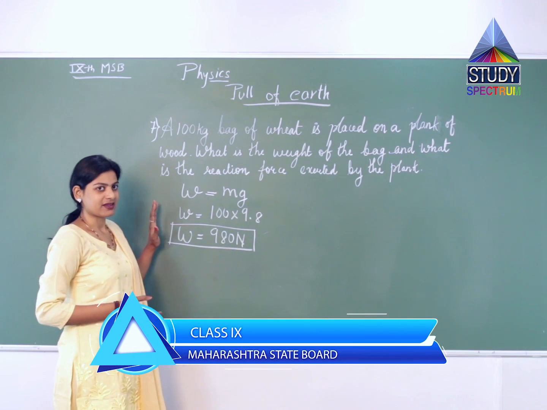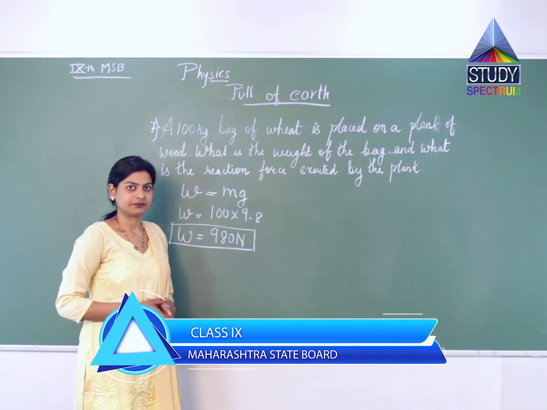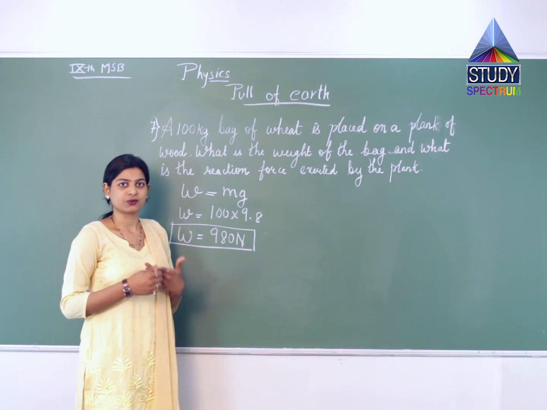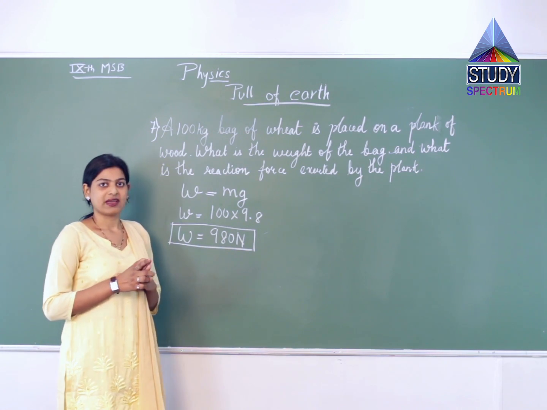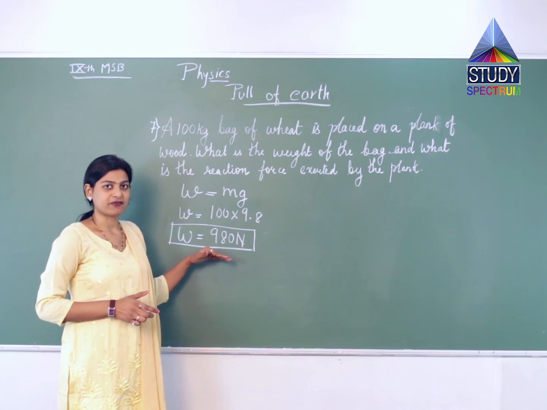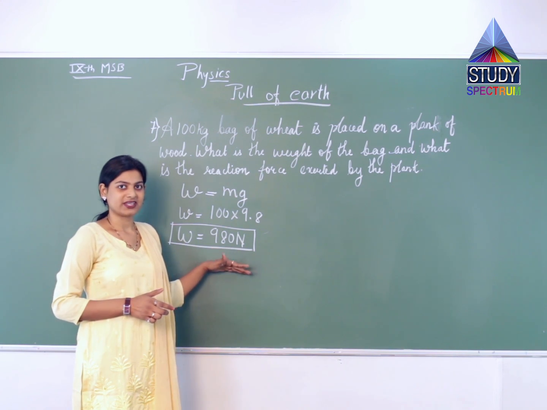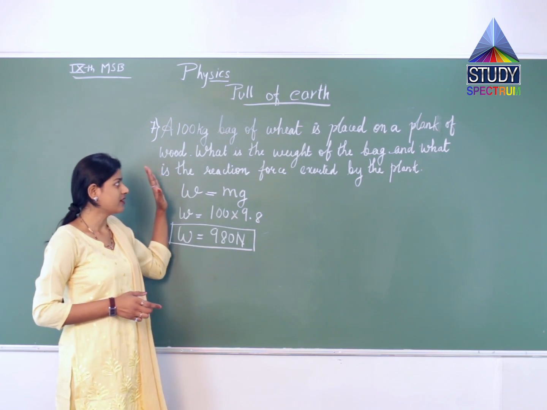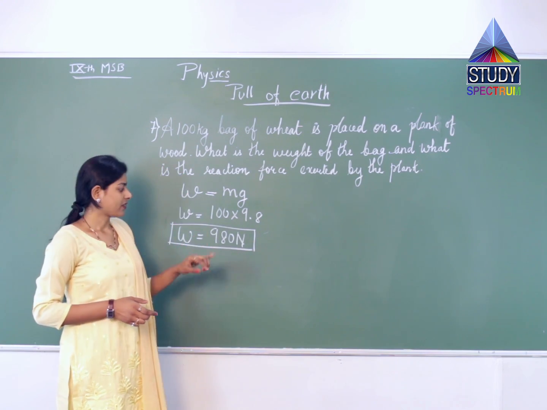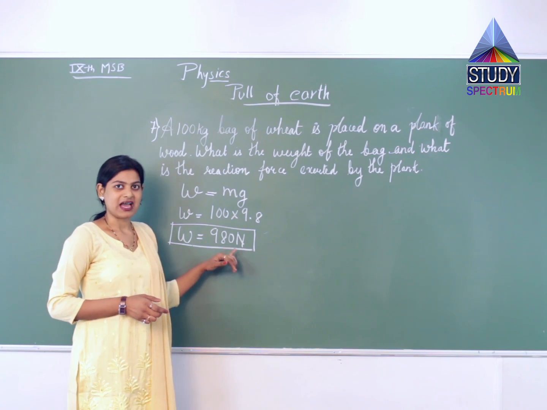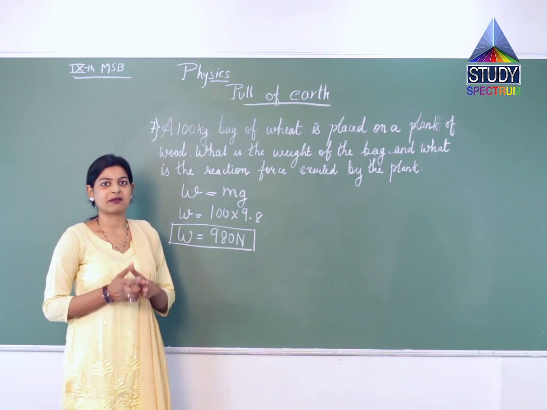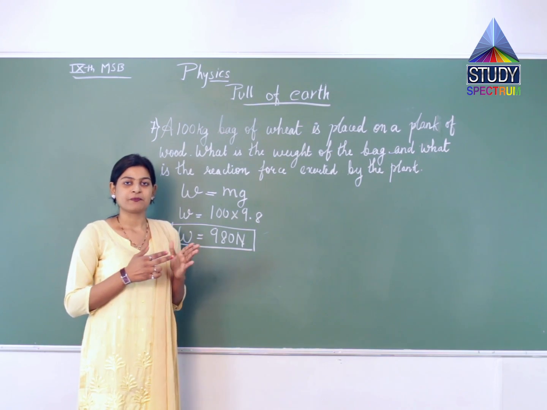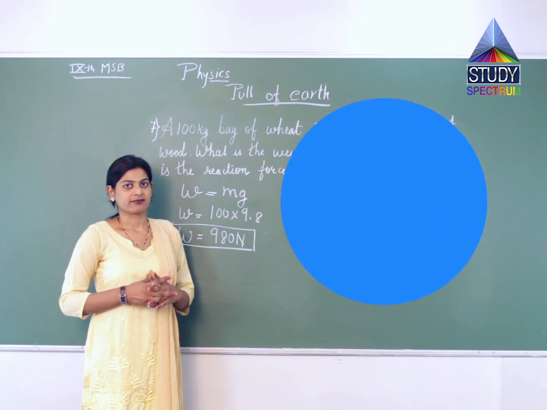Now if the bag is kept on a wooden plank, an equal and opposite reaction will be given by the wooden plank to the bag. That means an equal amount of force, that is 980 Newtons of force, will be exerted by the wooden plank on the wheat bag. So the weight of the bag is 980 Newtons, and an equal amount, that is 980 Newtons, will be applied by the wooden plank on the wheat bag, which is the force of reaction.